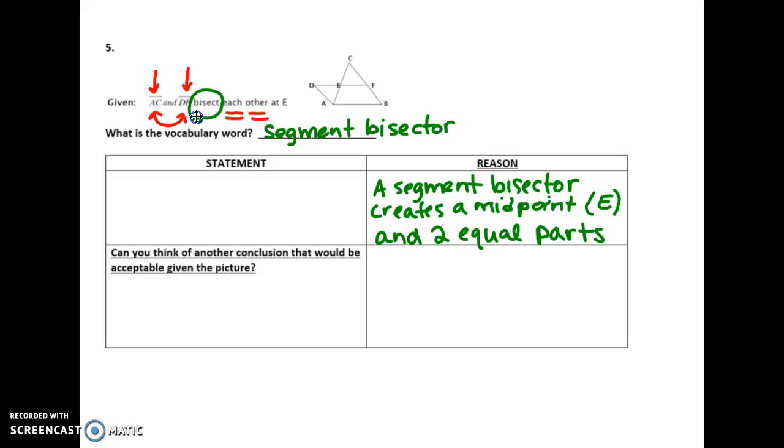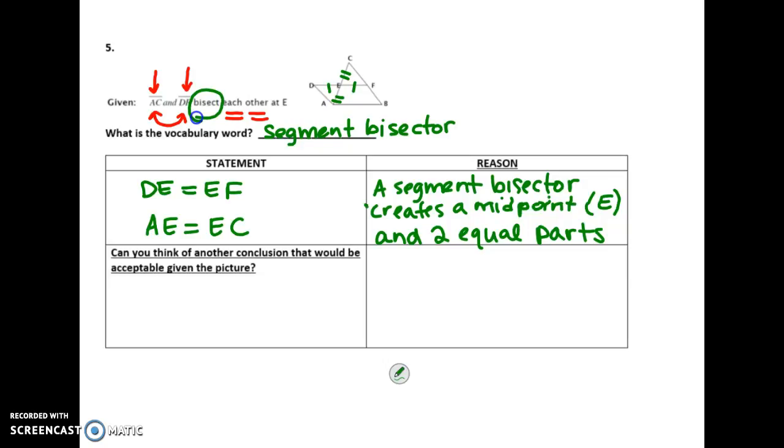So your statement is actually 2 things. If AC bisects DF, then that means that DE and EF are equal. And we write that and we mark that. It also says that DF bisects AC. So that means that AE and EC are also equal. Both use the same definition, segment bisector. So you can make 2 statements using the same reason.